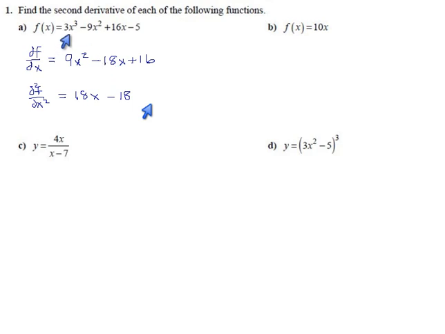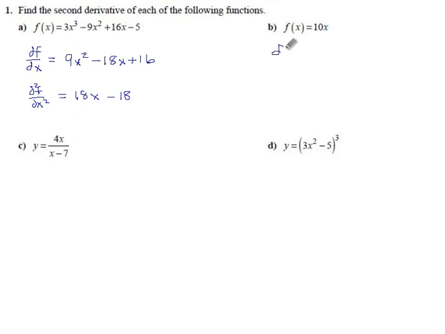So typically with a polynomial, every time you do a derivative, the degree drops by 1. We had a cubic, which turned into a quadratic. That turned into a linear function. One more step and we just have the number 18, and every derivative after that would just be 0.